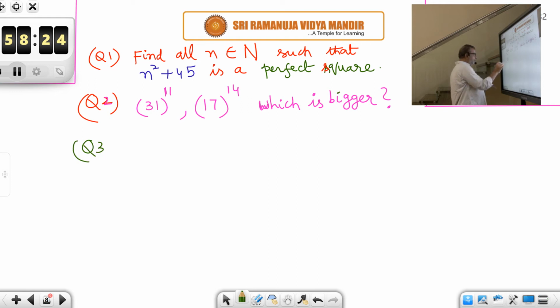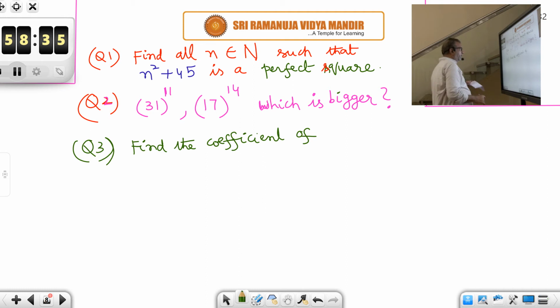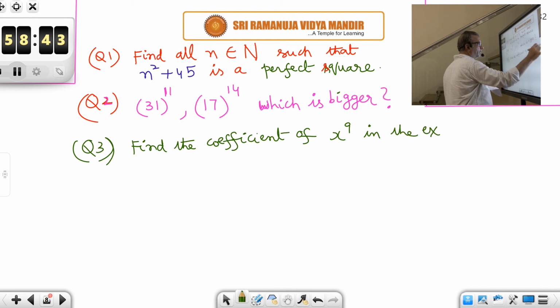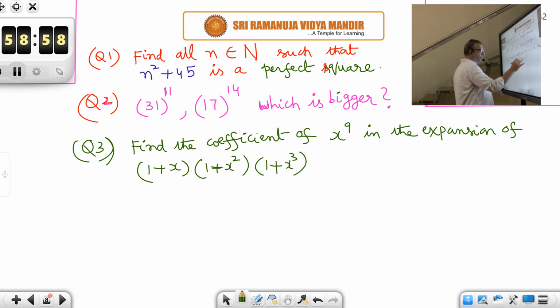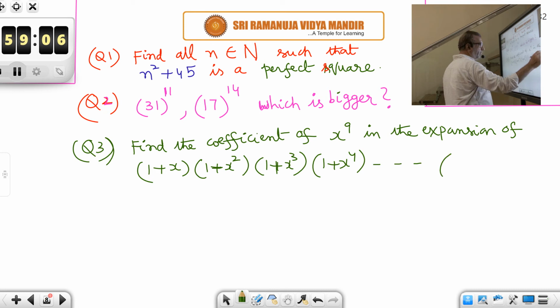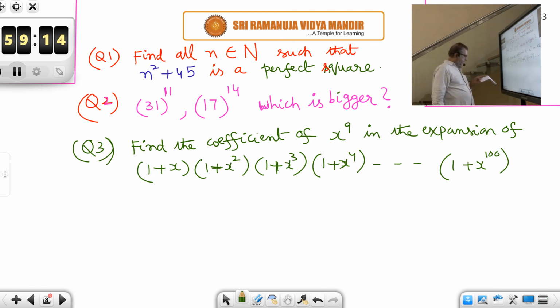Question number 3. Find the coefficient of x power 9 in the expansion of (1 plus x) into (1 plus x square) into (1 plus x cube) into (1 plus x power 4) and so on up to (1 plus x power 100). So that's all. These are the 3 questions.